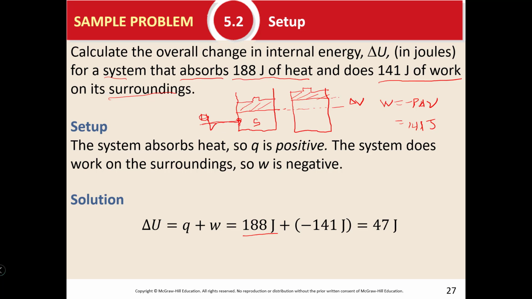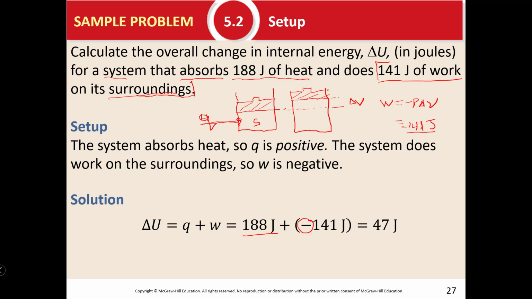And the work done is a positive value up here, but then you have to read the context, which says that work was done on the surroundings. So that makes it a negative 141 joules. And so that's why we see the negative sign here. The system is doing work on the surroundings.